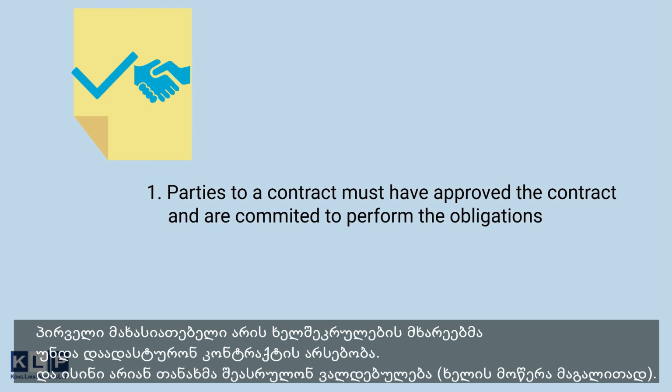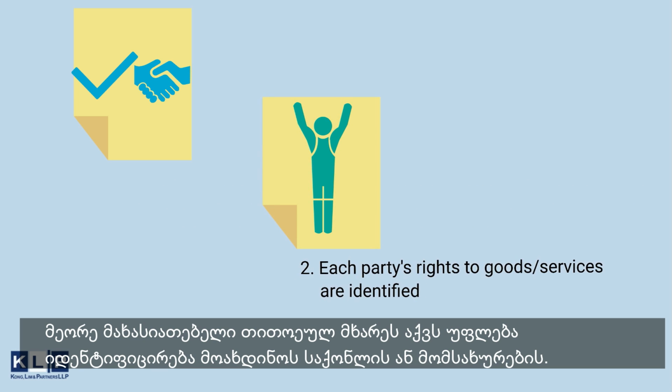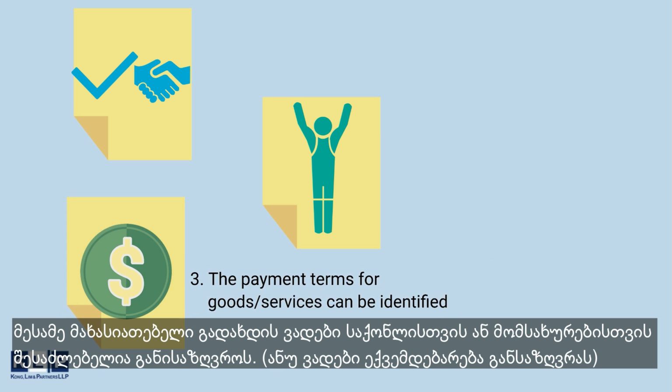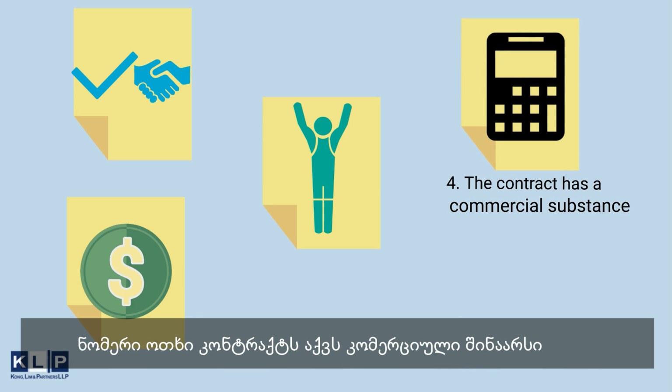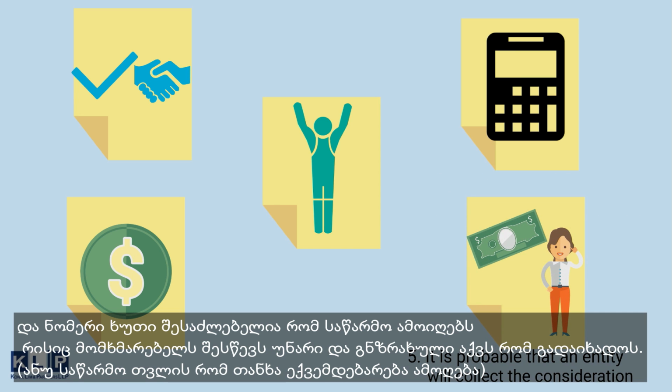Attribute number 1 is that parties to the contract must have approved the contract and are committed to perform the obligations. Number 2, each party's rights to goods or services can be identified. Number 3, the payment terms for goods or services can be identified. Number 4, the contract has a commercial substance. And number 5, it is probable that an entity will collect the consideration, which is the customer's ability and intention to pay.